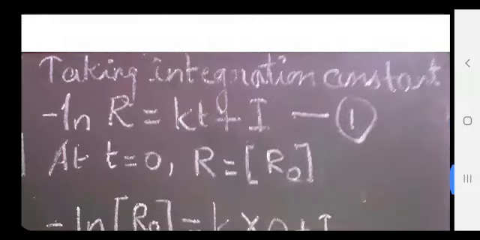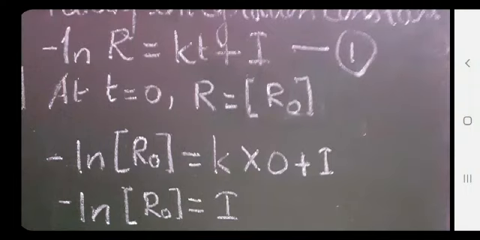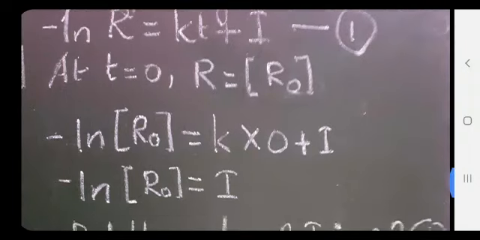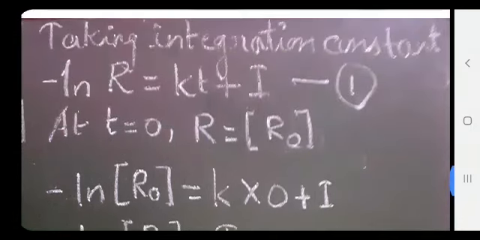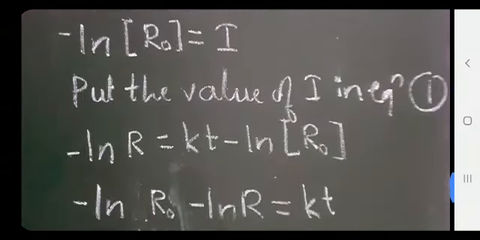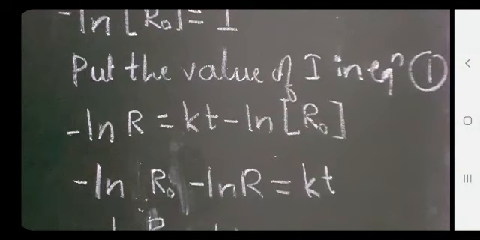Now at time t is 0 we have R is equal to R naught. Now putting these we have minus natural log of R naught is equal to k into 0 plus I. Again k into 0 is equal to 0, and we finally got the value of I, that is natural log of concentration of R naught is equal to I. Now you have to put the value of I in equation 1.